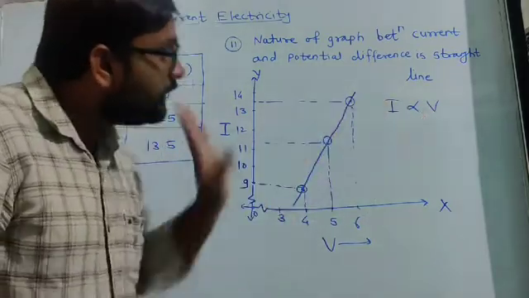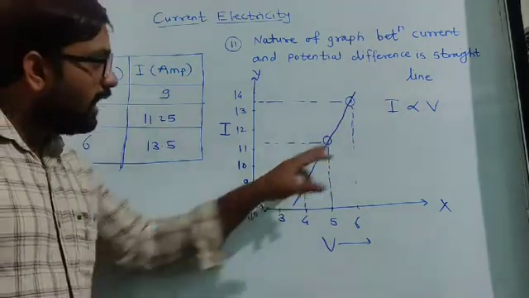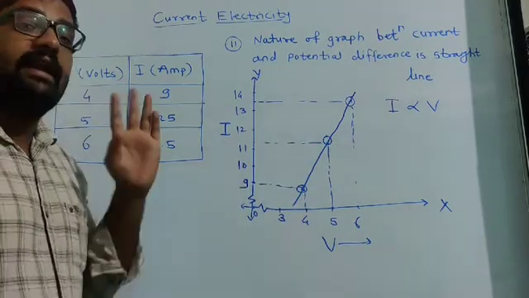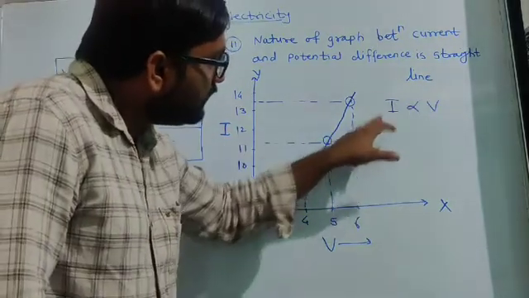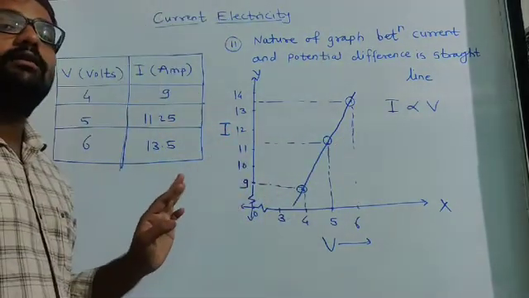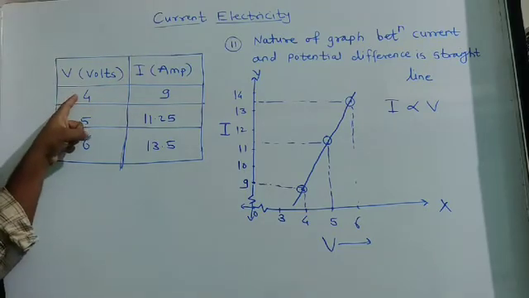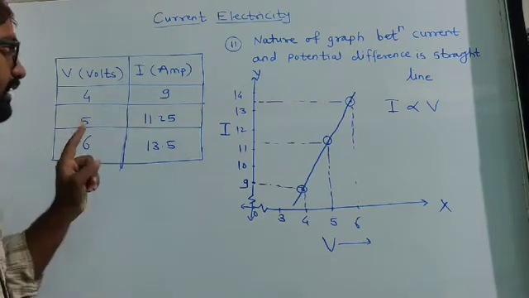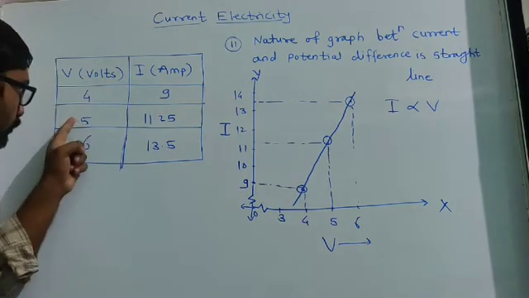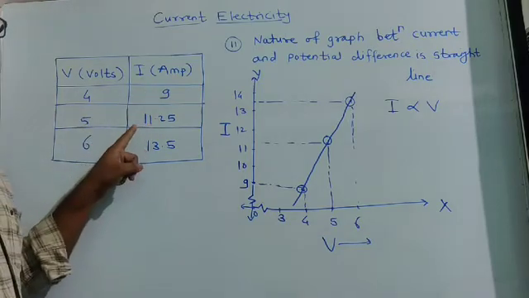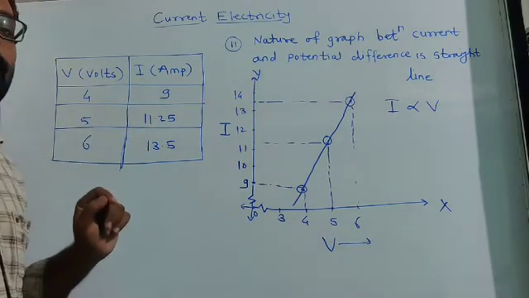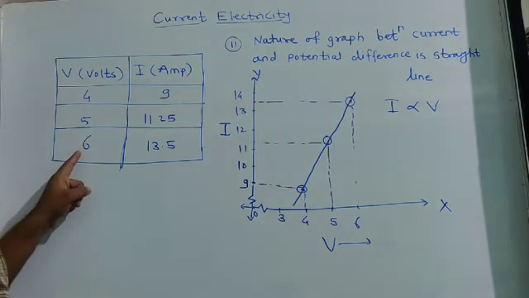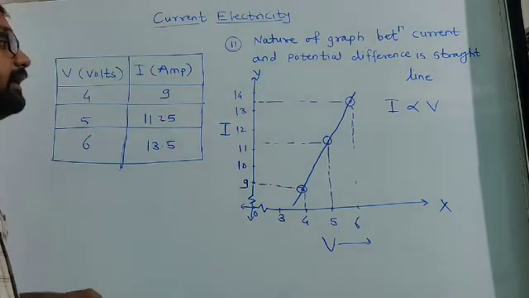This means if we increase the potential difference, then our current value also keeps increasing. There is a direct relation. If we increase voltage, then automatically our current will increase. Look here: first the voltage is 4 volt, then the current is 9 ampere. Then we increase voltage from 4 to 5, and the current also increases to 11.25 ampere. Here we again increase the voltage to 6 volt, and the current increases again.